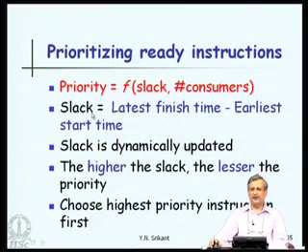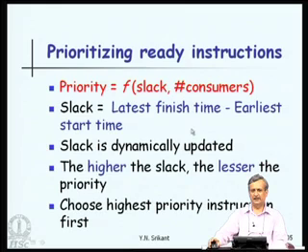So, what is priority? Priority is a function of the slack and the number of consumers of that particular instruction. If an instruction produces some data, say an add instruction produces the sum, that sum will be used by many instructions. These are the consumers. So, the slack between the time of production and the time of consumption is exploited in this particular prioritization scheme.